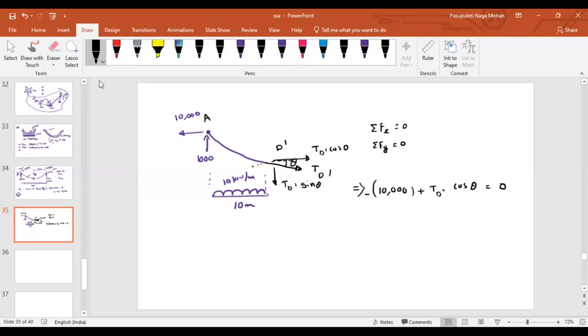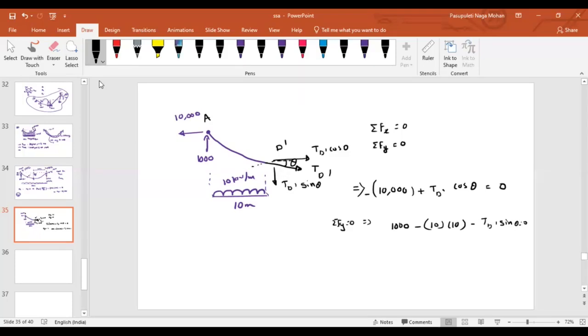Or even if you take summation of forces along y equal to 0, then upward force 1000, downward force minus 10 into 10, and again I am imagining it is downward, so minus TD dash sin theta is equal to 0.